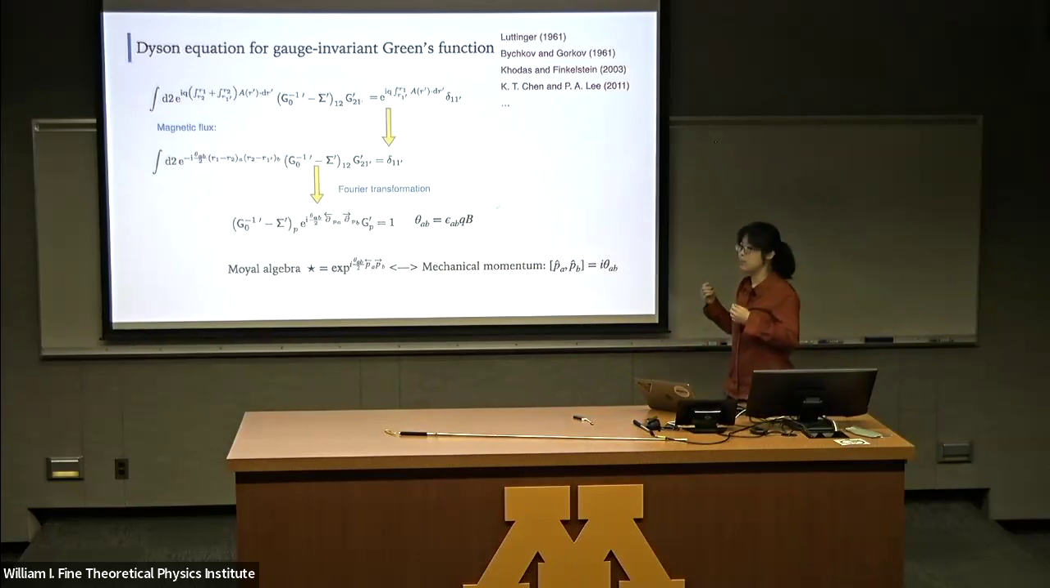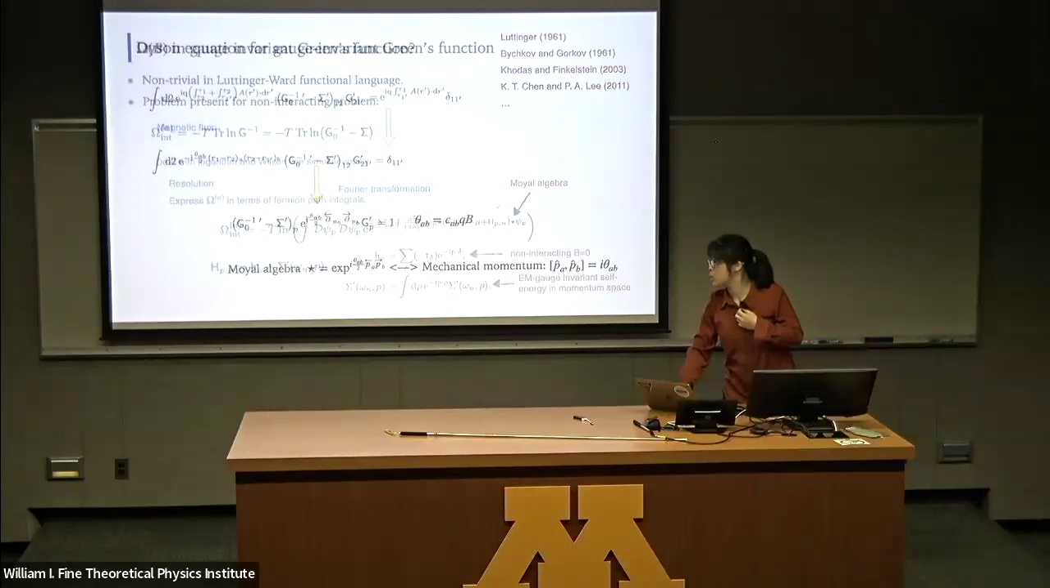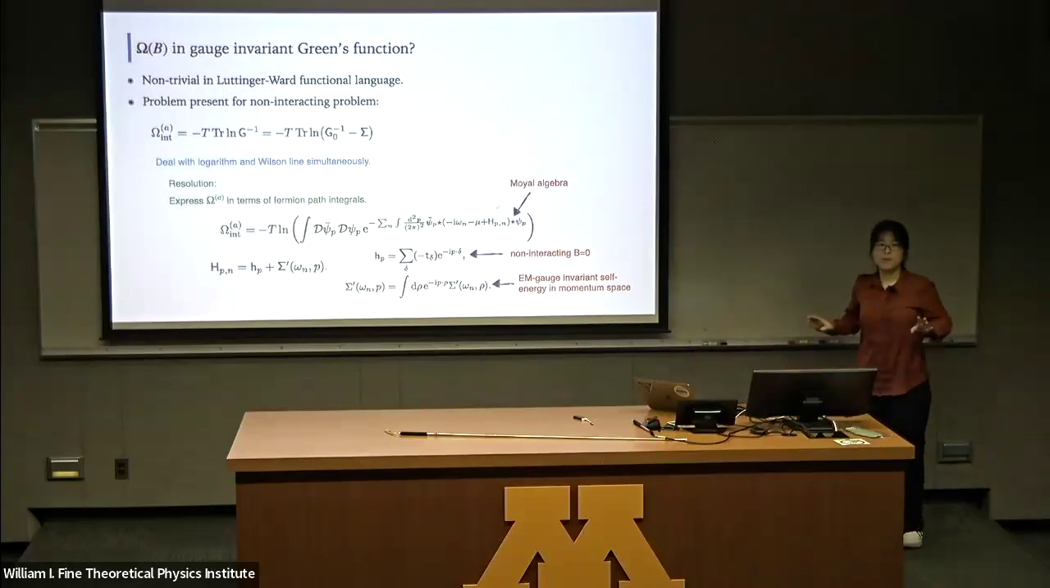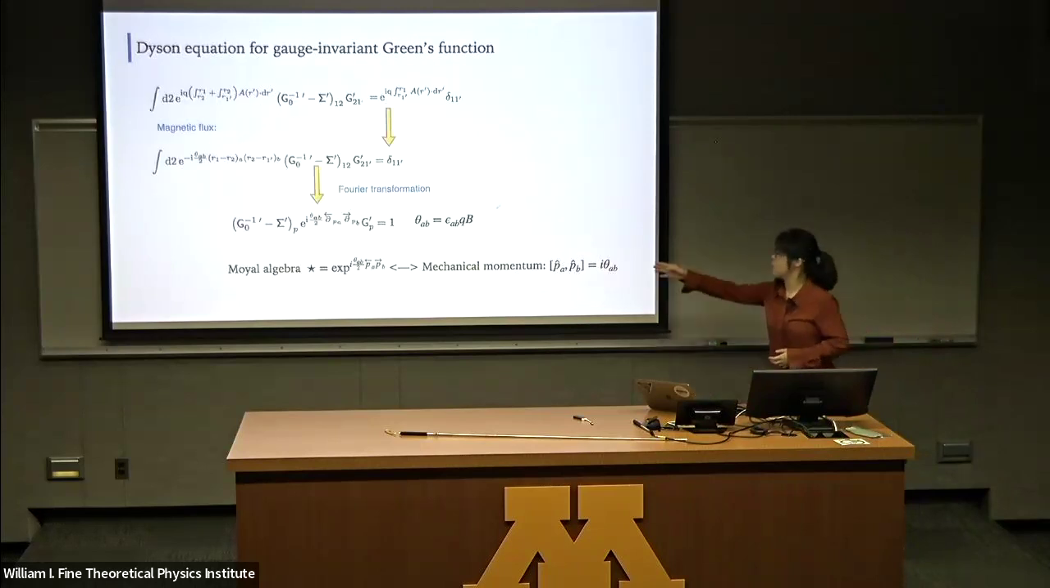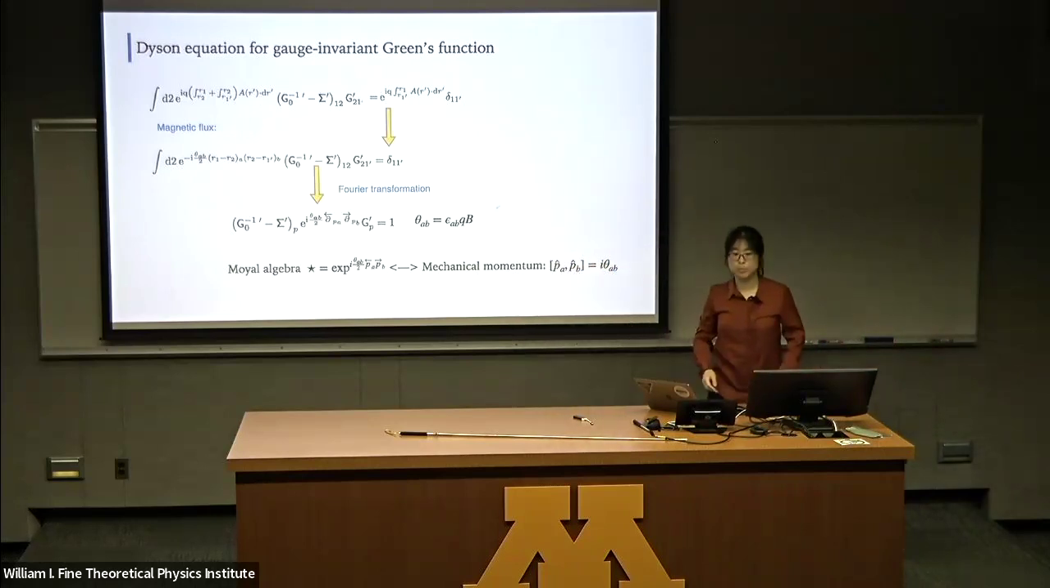In this way, we can intuitively understand the physics: we write this Green's function in terms of mechanical momentum. Because of the non-commutativity of the mechanical momentum, we have to write Dyson's equation in terms of the Moyal algebra. This is essentially the same as what is presented in the earlier works, but here we want to highlight that this Dyson's equation can be solved to all orders in the magnetic field with this Moyal algebra.